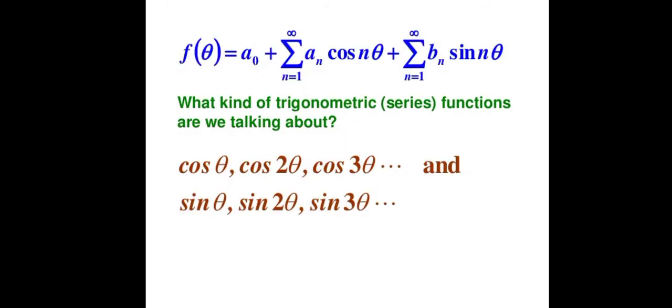Then the formula for the periodic functions, or the trigonometric functions: f of theta, or f of x, is equal to a0 plus the summation of n equals 1 to infinity of an cos n theta plus the summation of n equals 1 to infinity of bn sin n theta. This is the equation for the trigonometric functions, that is cos theta, cos 2 theta, cos 3 theta, which are the even functions, and sin theta, sin 2 theta, sin 3 theta, which are the odd functions.